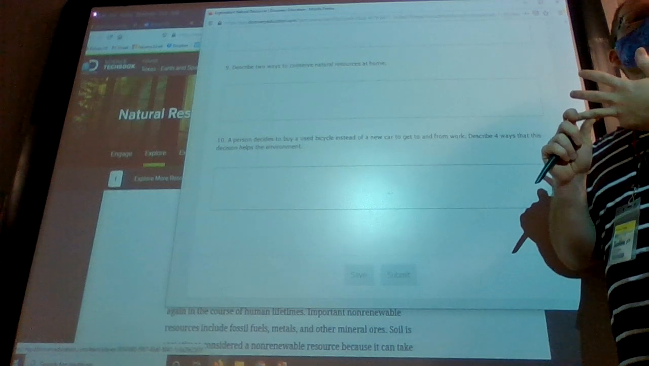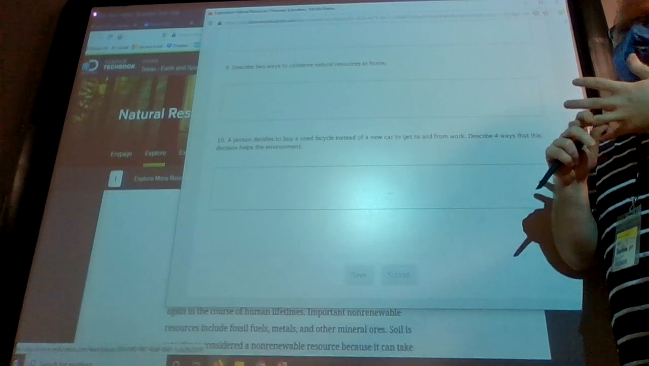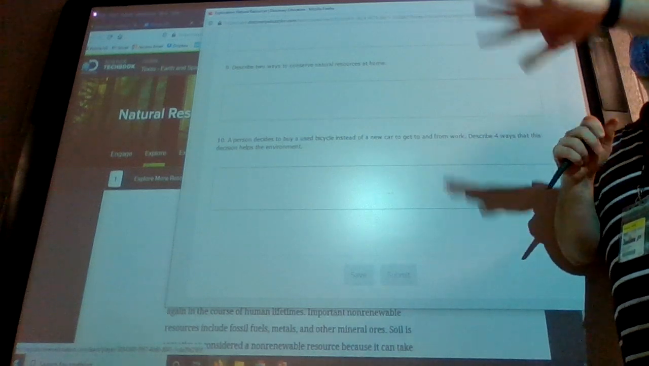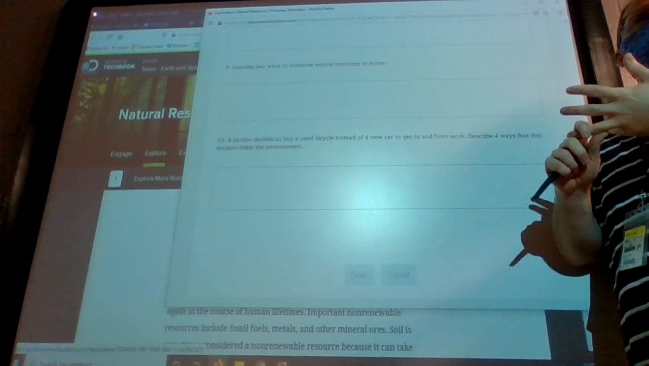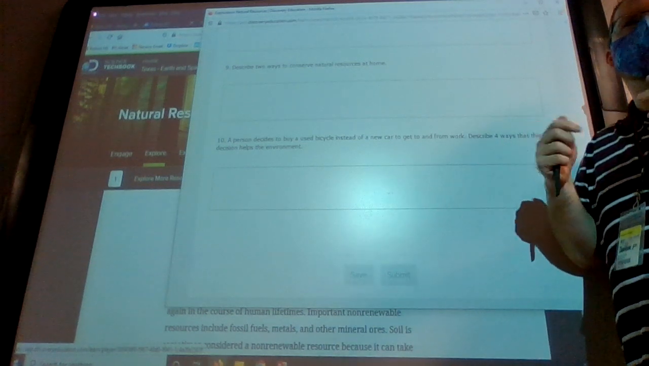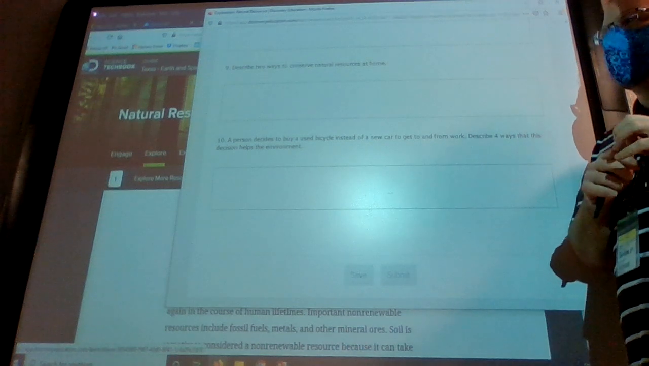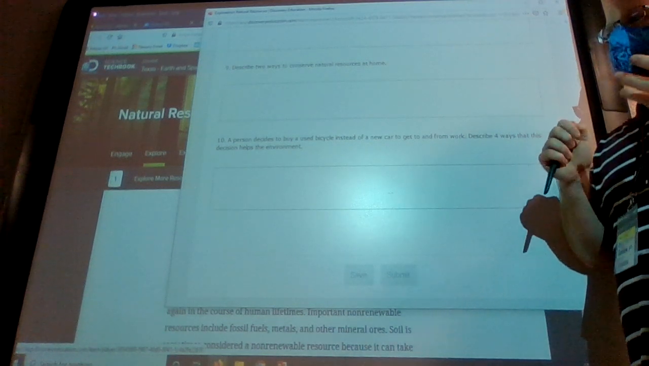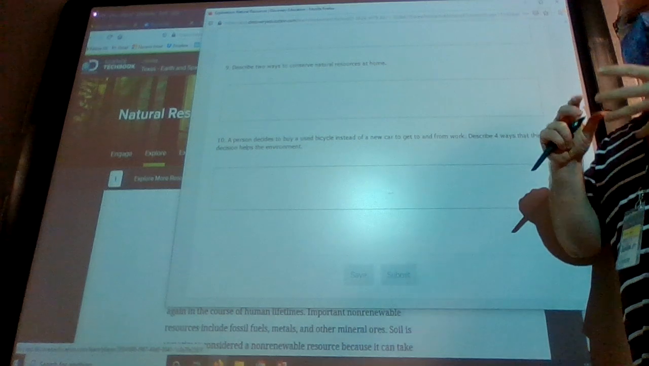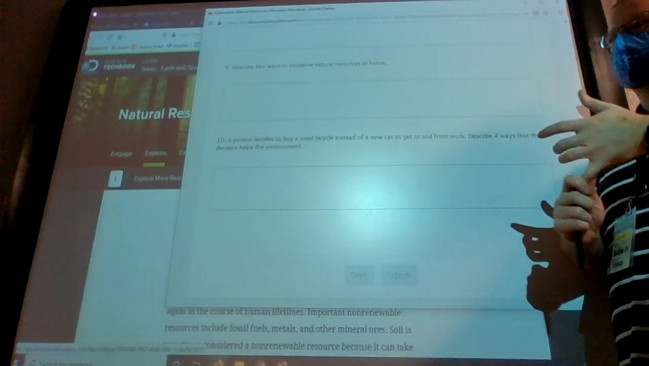What does the bike also have less of that your car doesn't have, or less of that your car has? Tires. Well, all your materials. Yeah. Metals, tires, everything used to make your car. You don't need as much of that for your bicycle. And so there's going to be less pollution, less gasoline usage, and less raw material usage.